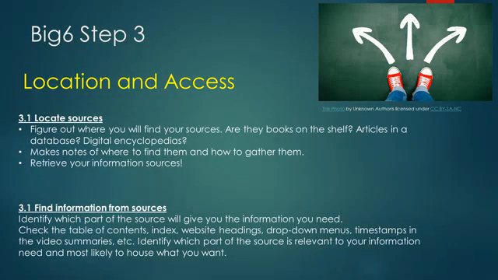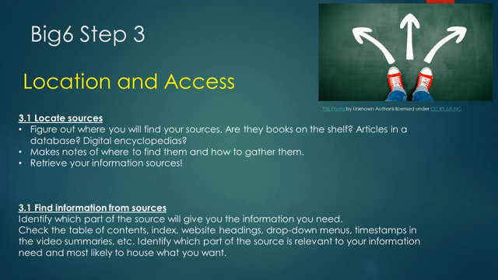Next, we need to actually go find them. 3.1, so Big Six Step 3, location and access. 3.1, locate sources. Figure out where you will find your sources. Are they books on the shelf, articles in a database, digital encyclopedias that you access through the internet? Make notes of where to find them and how to gather them, and start retrieving your information sources. 3.2, find information from the sources.